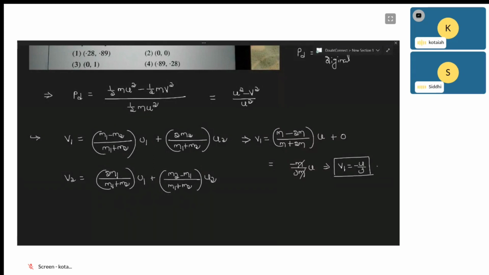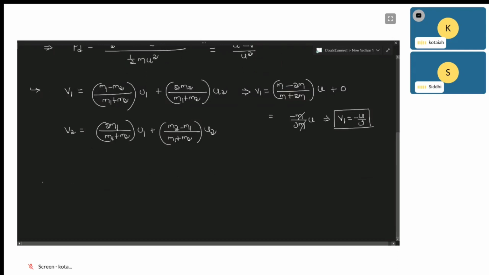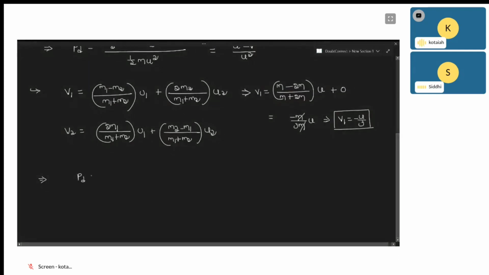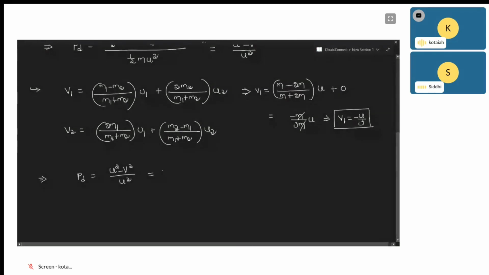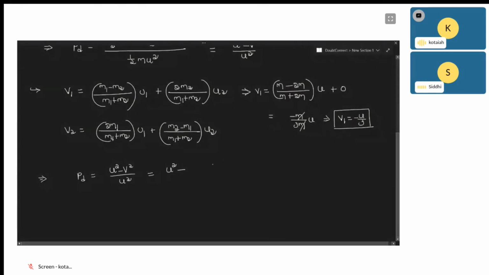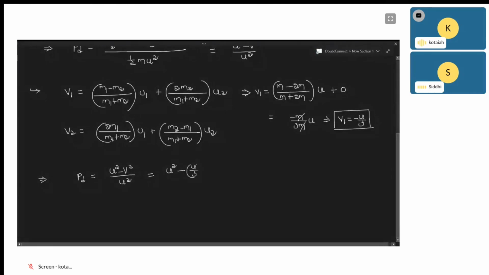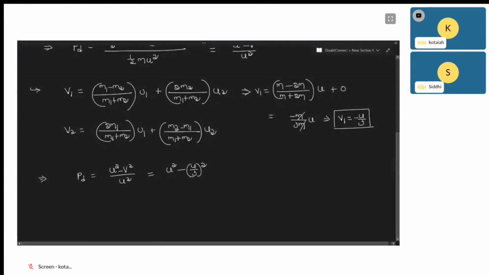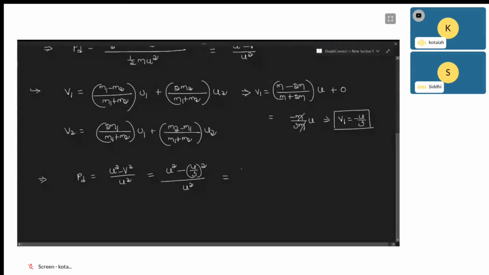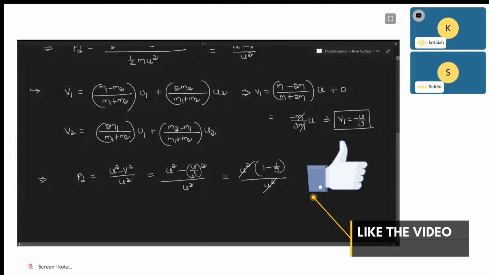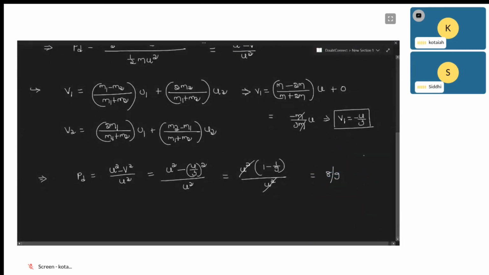Now let's go with PD. So PD is equal to u square minus v square by u square, is equal to u square minus v square, which means u by 3 whole square. No need to write minus, whole square. By u square, is equal to numerator, you can take u square common, 1 minus 1 by 9, by u square. u square will be cancelled. Answer is 8 by 9.